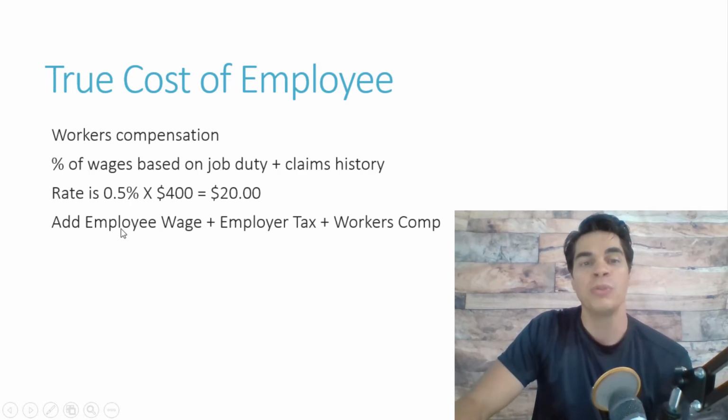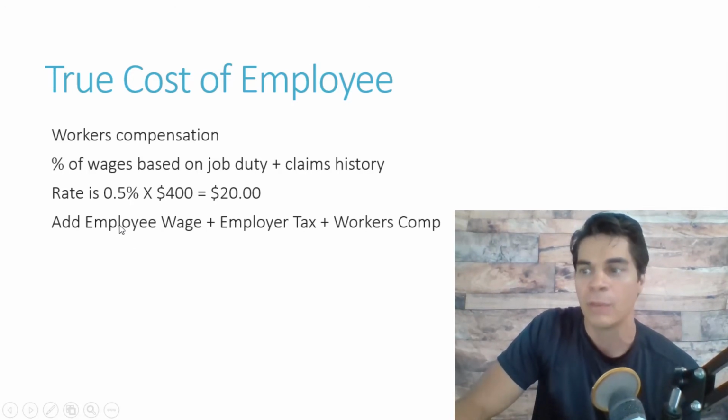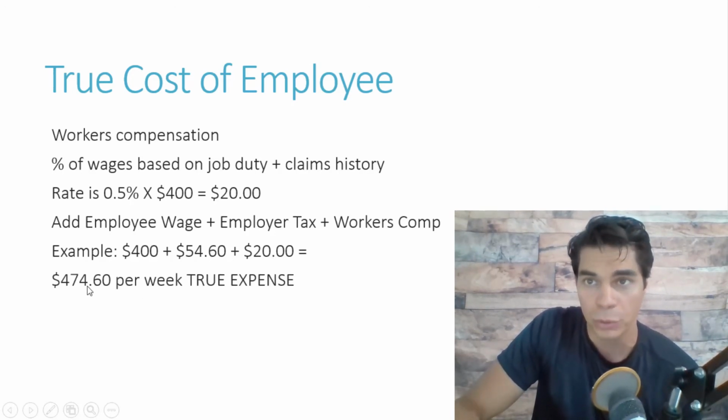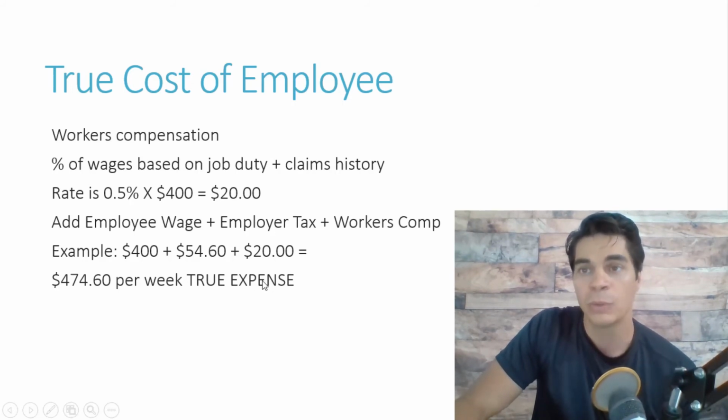So now to get our true expense, step 4, to bring everything together, bring everything full circle, we want to add together the employee wage, the employer tax, and the workers' comp. So in our example, we have the employee wage of $400. We had our total employer tax at $54.60. We have our workers' comp at $20. Our real expense, our true expense for our business in hiring an employee is $474.60 per week. That is our real expense. So we've got to look at that, which is very different than just the $400, right? So we've got to add in taxes and workers' comp insurance on top of what we do.